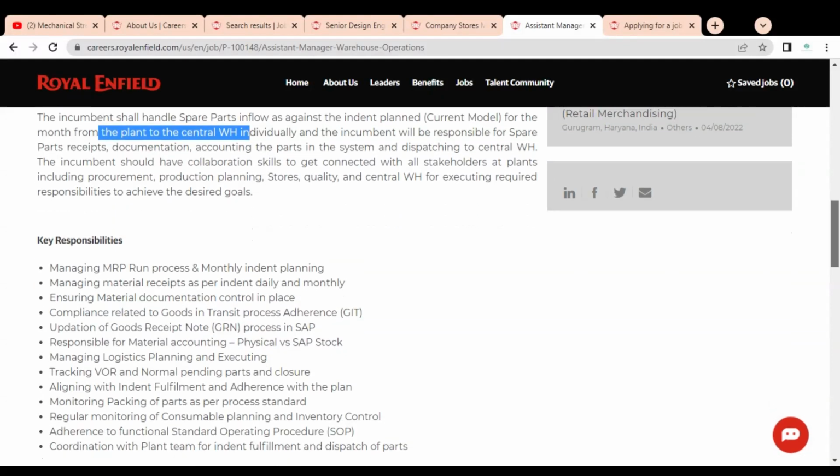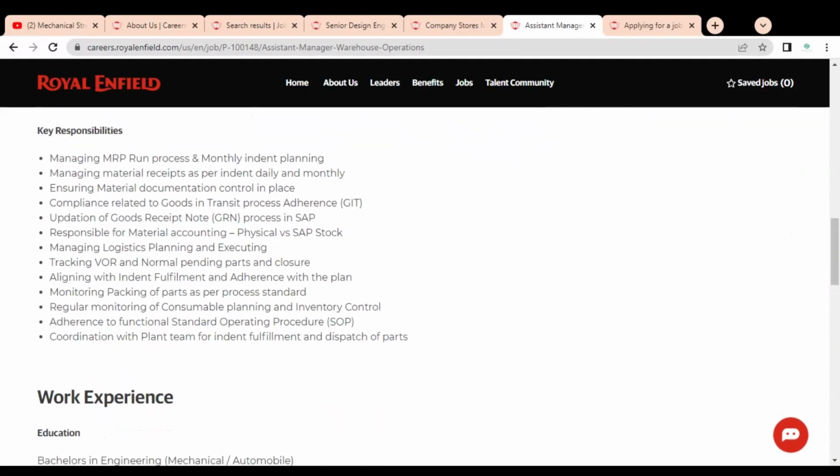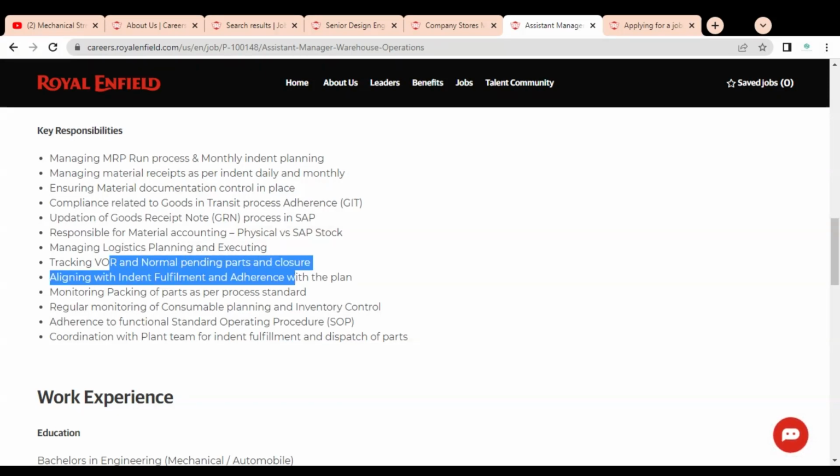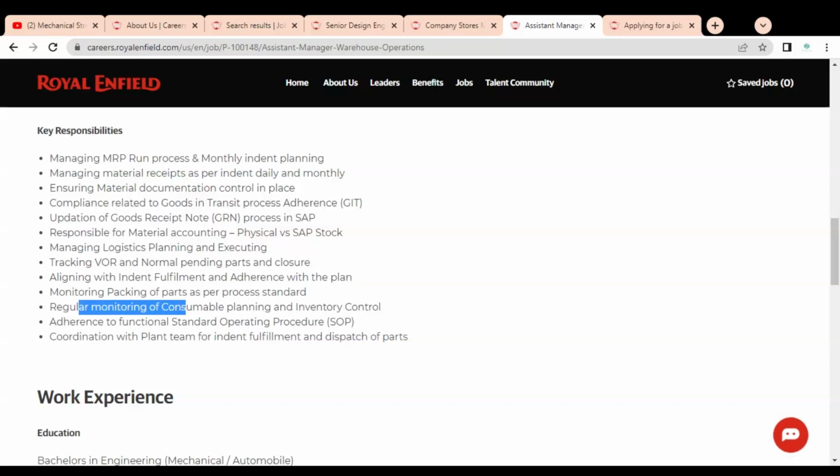Then you can see key responsibilities like managing the MRP run process and monthly intent planning, managing material receipts as per the intent daily and monthly, ensuring material documentation compliance related to goods, updating the goods receipt note, that is the GRN process in SAP, responsible for material accounting, managing logistic planning and execution, tracking VOR norm pending parts and closure, aligning with the intent fulfillment, and regular monitoring of consumer planning and inventory control adherence to functional standards, then coordinating with the plant team.